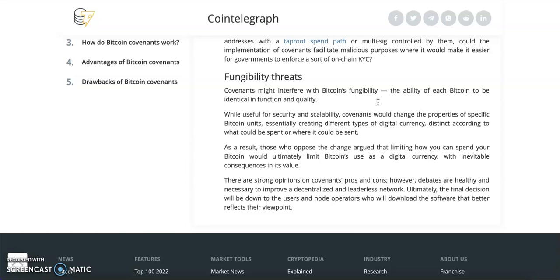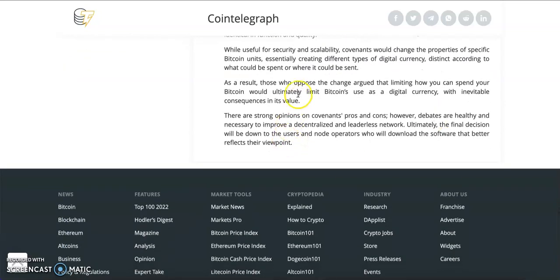So fungibility threats. Covenants might interfere with Bitcoin's fungibility. What is that? The ability of each Bitcoin to be identical in function. Now, remember I said that it will create different kinds of Bitcoin. Bitcoin that have restrictions and Bitcoin that don't have restrictions. So the free Bitcoin and the restricted Bitcoin, right? So while useful for security and scalability, covenants would change the properties of specific Bitcoin units, essentially creating different types of digital currency. As a result, those who oppose the change argue that limiting how you can spend your Bitcoin will ultimately limit Bitcoin's use case as a digital currency.